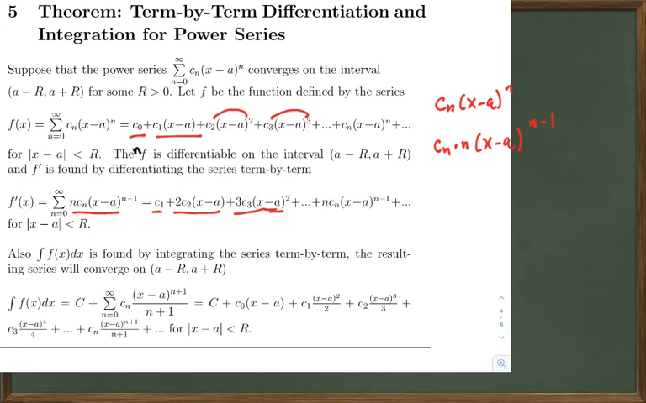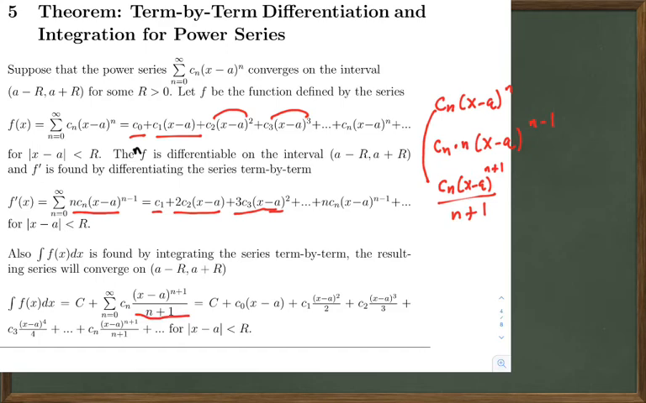Okay. And then the second part, for integration: the integral of f of x dx is found by integrating the series term by term. The resulting series will converge on the interval a minus r to a plus r. So the integral of f of x dx is equal to c plus the sum n equals 0 to infinity of c sub n (x minus a) to the n plus 1, all over n plus 1. If we took this term here, c sub n (x minus a) to the n, how we would integrate that is add 1 to the exponent and then divide by the new exponent. And that's what we have exactly right here.